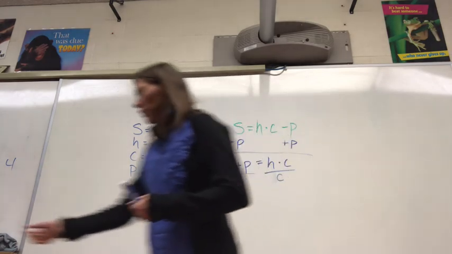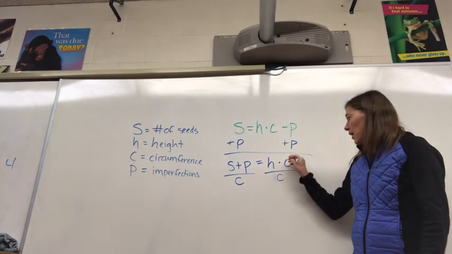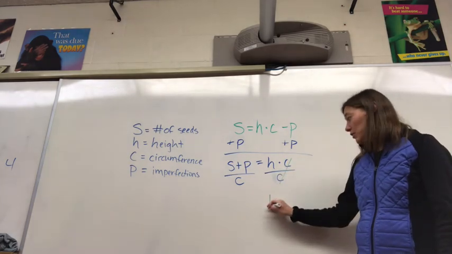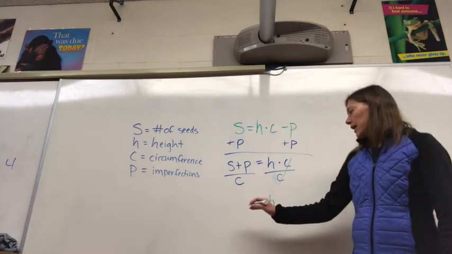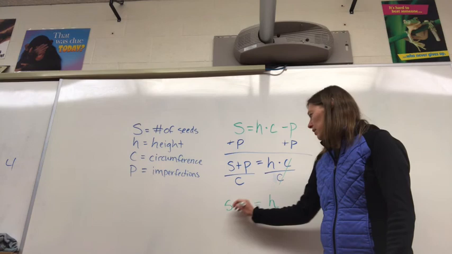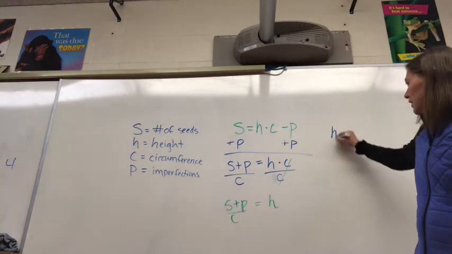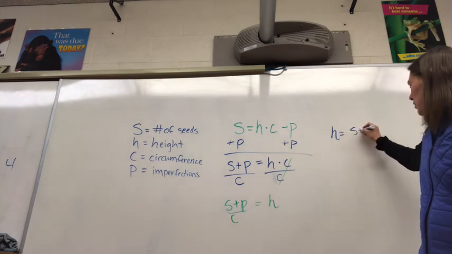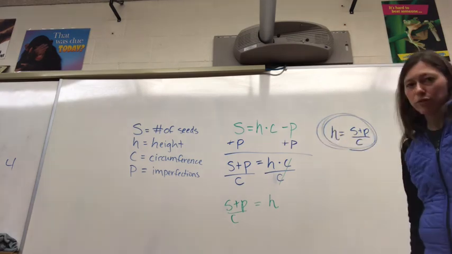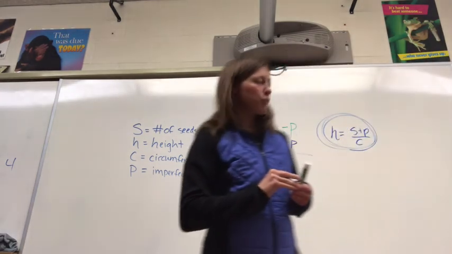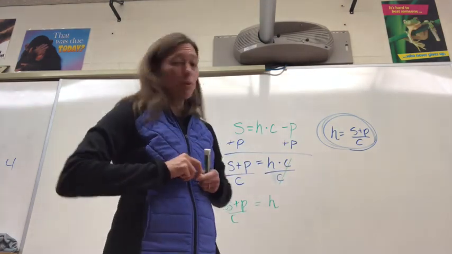Okay, and if you look at this side, we can cancel out our c's, and we're left with just h, which was our plan all along. Okay, and we can go s plus p over c is equal to h. Okay, or h equals s plus p over c. So we solved for a variable. We solved for h.